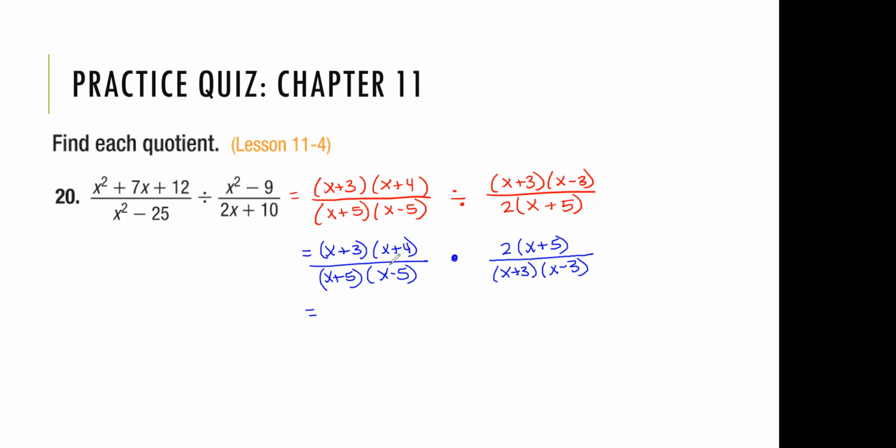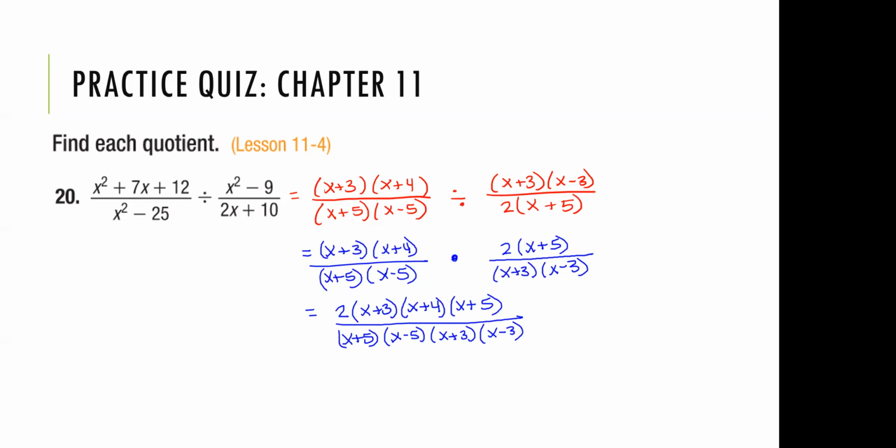Okay, so now I multiply my numerators, so that's 2 times x plus 3, x plus 4 times x plus 5. And then in my denominator, I multiply those. I have x plus 5 times x minus 5 times x plus 3 times x minus 3.